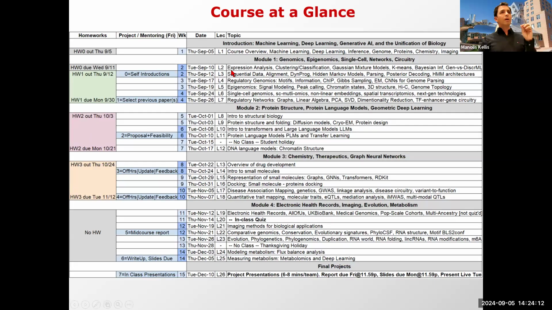We're going to learn about these themes of representation learning, and we're going to, of course, dissect them in much more detail throughout a series of lectures. So again, module 1 is about expression, circuitry, regulation, epigenomes, single cell, regulatory networks, and all of that. Module 2 is about learning how to connect all this to protein structure, protein language models, geometric deep learning. Module 3 is about chemistry and therapeutics and graph neural networks. Module 4 is about images and electronic health records and evolution, comparative genomics and metabolomics.